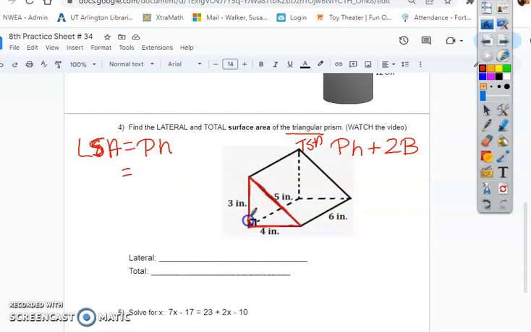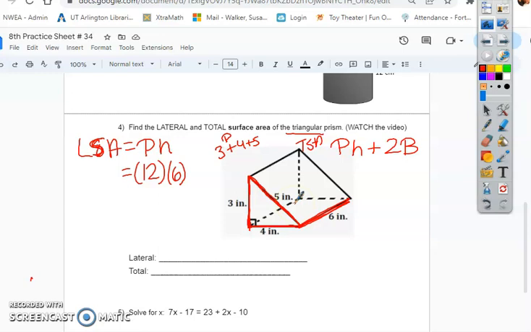Okay. So for perimeter, we add all the sides. 3 plus 4 plus 5. That is capital P. 3 plus 4 is 7, plus 5 is 12. Now the height will connect those two, so that's going to be 6. So 3 plus 4 plus 5, 7 plus 5, again, is 12 times 6. The 6 connects the two bases, the two triangles.